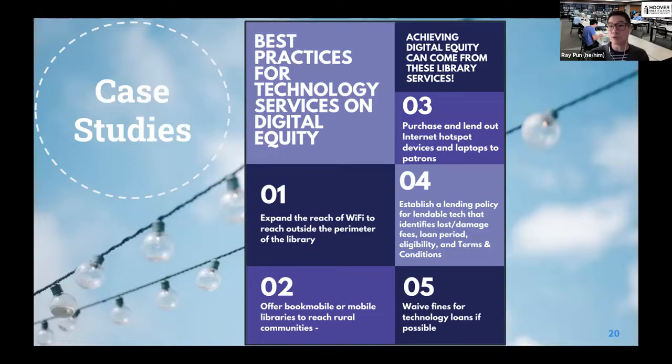Three, obviously purchase and lend out internet hotspot devices and laptops to patrons. But it ties in with number 4 as well, having a policy where you are loaning the equipment, but also ensuring that there are terms and agreements for the patrons to understand. And it ties into number 5, which is, if possible, waive the fines for technology loans, particularly during this time when it is very challenging for people, whether they're looking for jobs or also paying other bills that take priority. Waiving fines is also highly considered in connection to a policy and within your organization's work in lending out these devices.